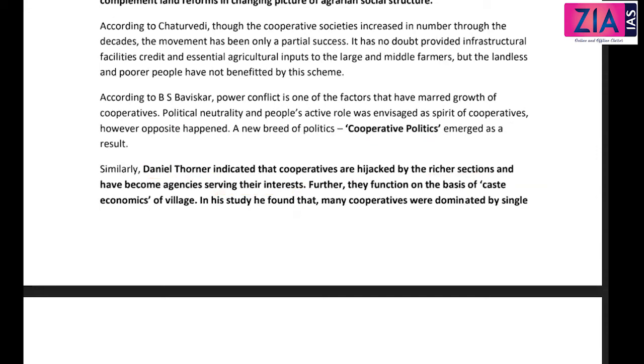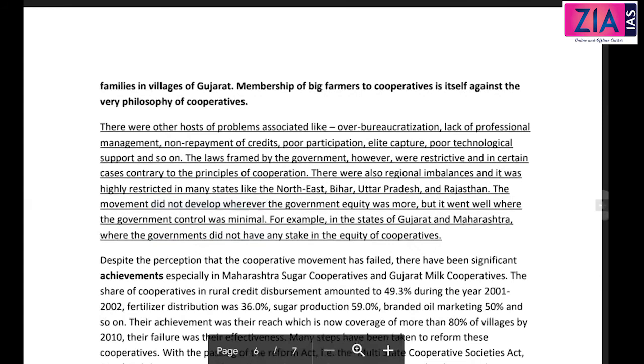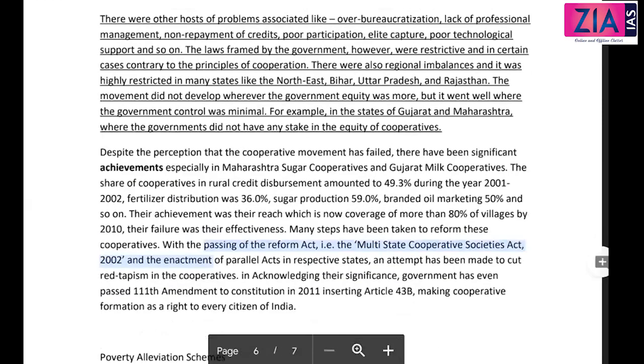Further, they function on the basis of the caste economics of the village. In his study, he found that many cooperatives were dominated by single families in villages of Gujarat. There were other associated problems, like we have discussed: over-bureaucratization, lack of professional management, non-repayment of credit, poor participation, elite dominance, technology. All these are again problems. Just go through this.